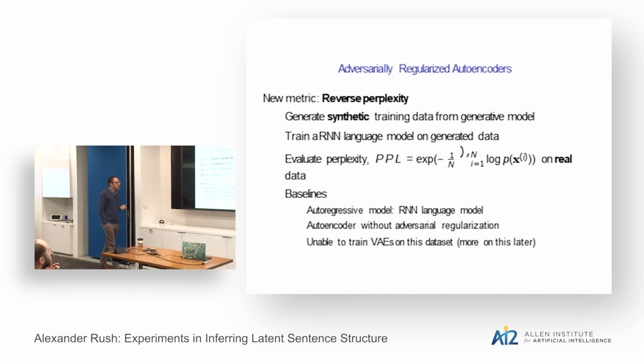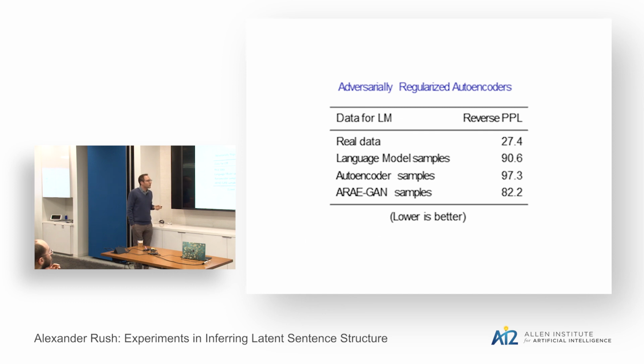OK. So let me skip ahead a little bit. It turns out that this GAN produces pretty reasonable sentences. They're reasonable enough that if you output enough of these sentences and retrain a language model on those outputs, you do roughly as well as running the same thing on a language model.